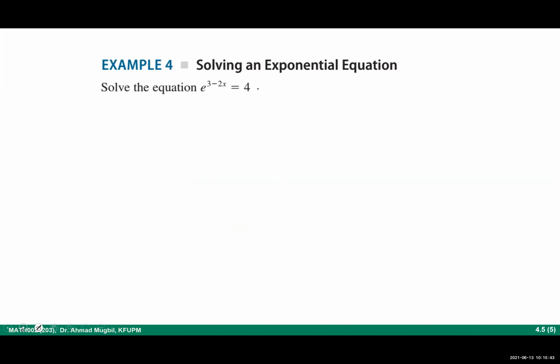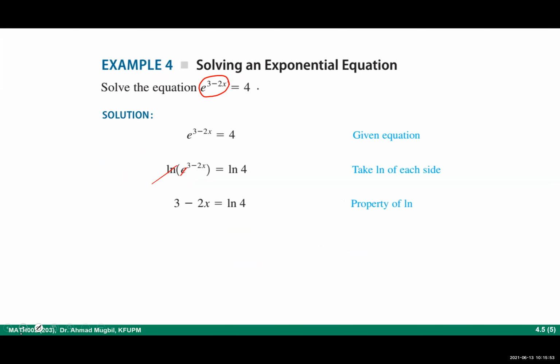Now about another example also. This is also clearly isolated. Just now take ln of both sides the same way. Then this will be cancelled, and you will have, of course, 3 minus 2x equals ln 4. You need to solve it for x, so you will solve it as a linear equation. Subtract 3 from both sides, divide by -2. Here we are. This is the exact solution.